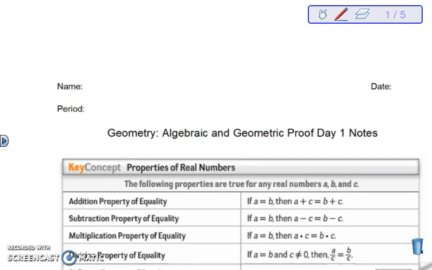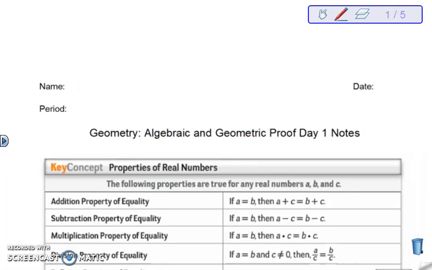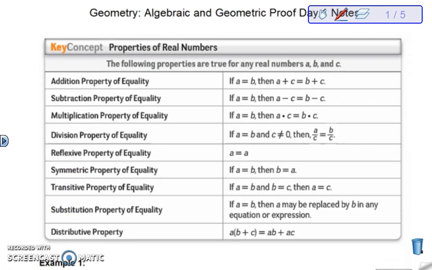Alright, so welcome. Today we are introducing proofs. So basically what we're going to be doing is working through some problems and showing how to justify our steps logically, following similar things that we talked about before.